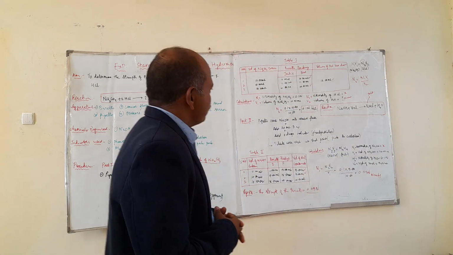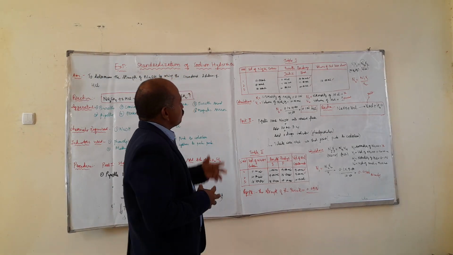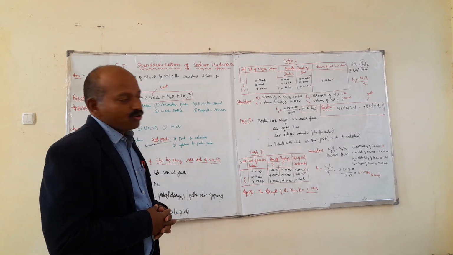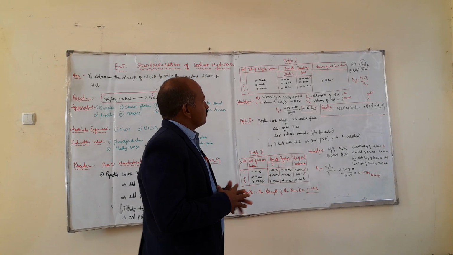After getting the value, let us see table 1 here. It has the volume of sodium carbonate taken, the burette readings, initial and final, and the volume of hydrochloric acid run down.